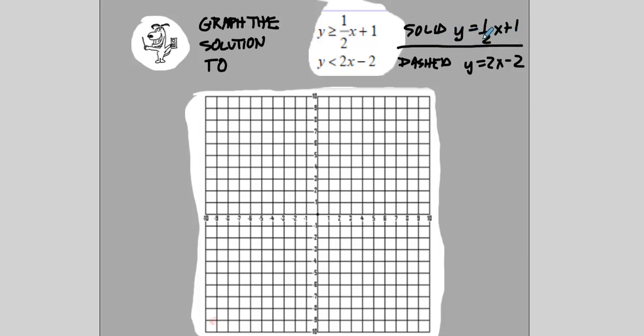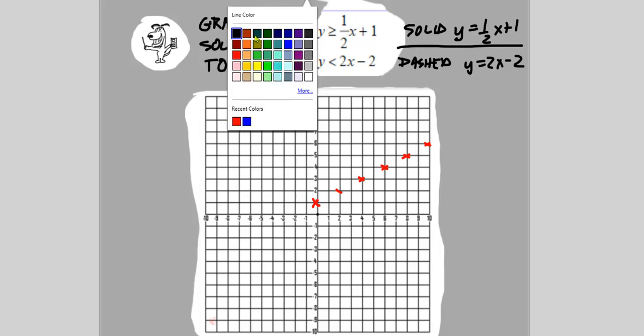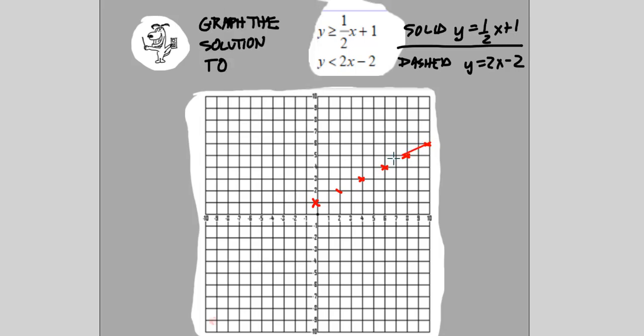So first, y equals 1/2 x plus 1. The slope is 1/2. The y-intercept is 1. The y-intercept is right there. Slope is 1/2. Go over 2, up 1, over 2, up 1, etc. So that's a solid line. So I'm going to draw a solid line through that. And again, it doesn't go through the point 0, 0, so I can use that as my test point.